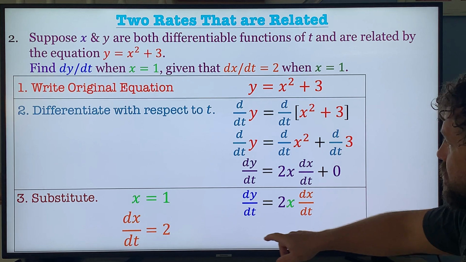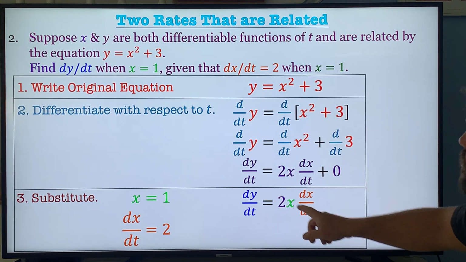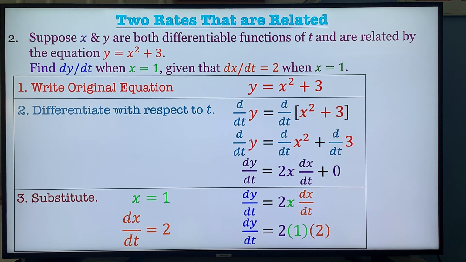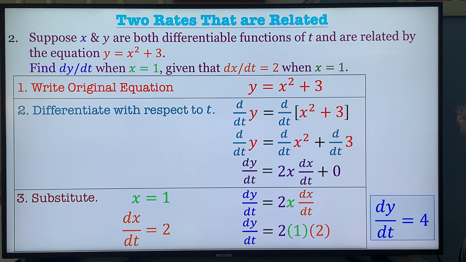x equals 1, dx/dt equals 2. Plug it in. 2 times 1 times 2 is 4, and that's your answer. All right? So what you're going to have to do is differentiate equations with respect to t, and then plug stuff in. So that's part of what you're doing. Not all of it, just part.